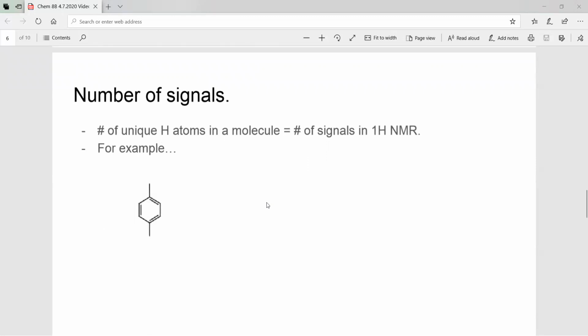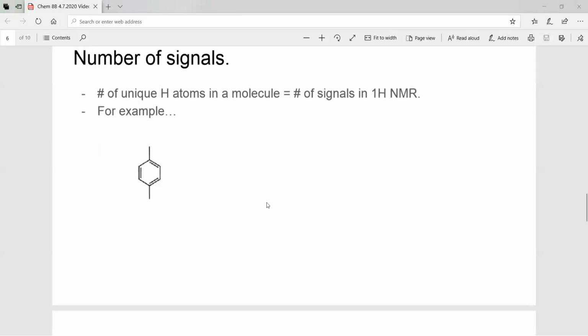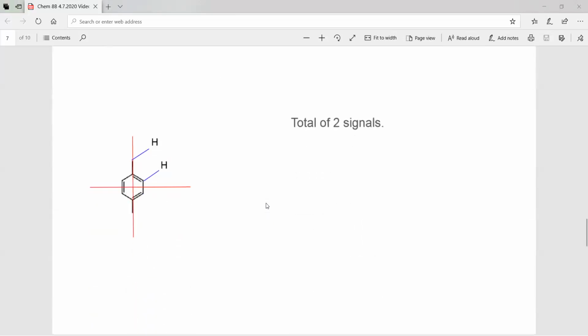The number of signals in proton NMR equates to the number of unique hydrogen atoms in the molecule. For example, how many signals does this molecule have? It has a total of 2 signals because there are 2 unique hydrogens.